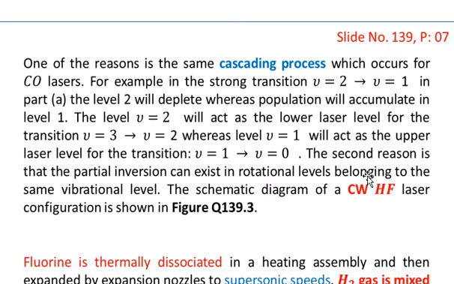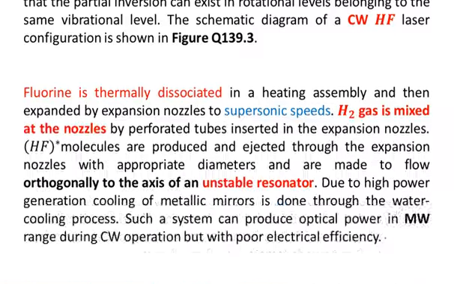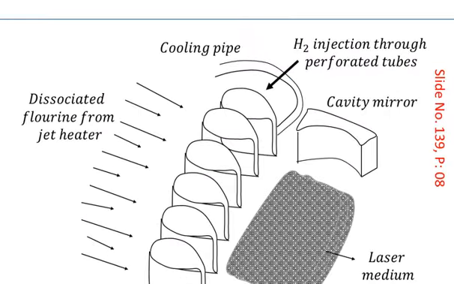The second reason is that the partial inversion can exist in the rotational levels belonging to the same vibrational levels. The schematic diagram of this continuous wave hydrogen fluorine laser configuration is shown in figure number 3. So having explained the cascading process, I am going to show you the continuous wave hydrogen fluorine laser configuration depicted in figure number 3. That is this.